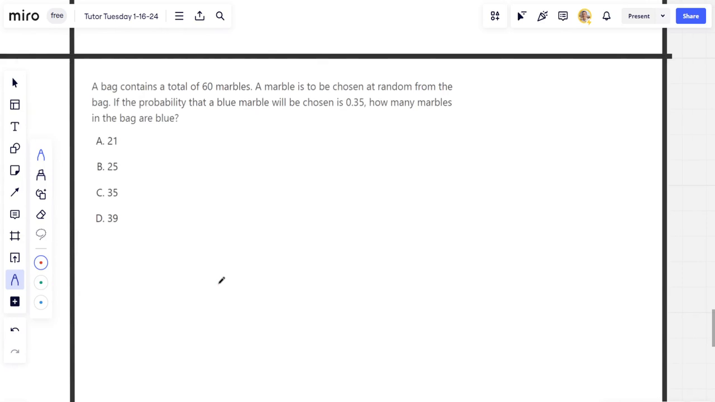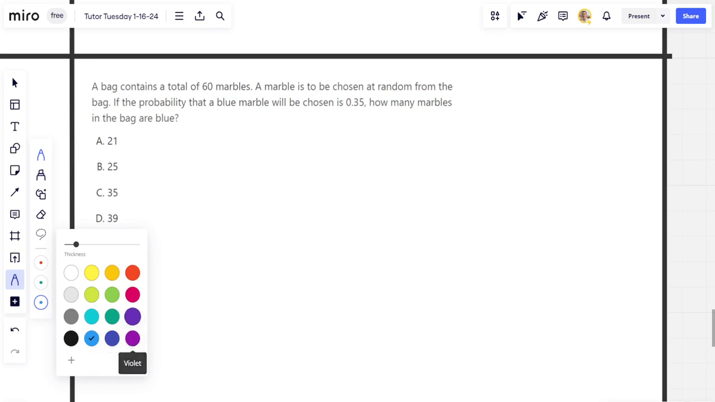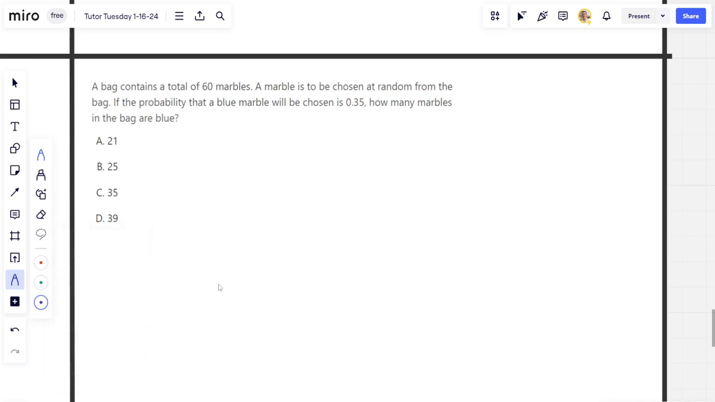Okay, and I have another probability question for you guys. A bag contains 60 marbles. A marble is to be chosen at random. If the probability that the blue marble will be chosen is 0.35, how many marbles in the bag are blue? That's not too bad as well. The probability that a blue marble will be chosen is 0.35.